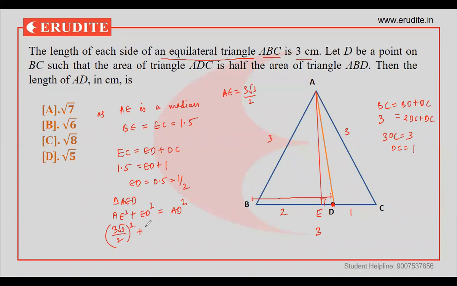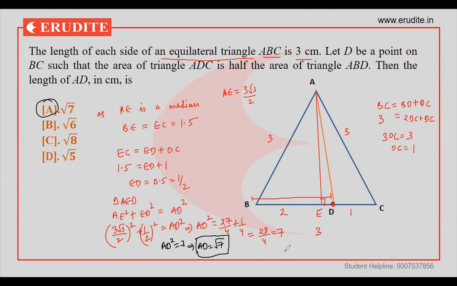plus ED is how much? We have half square equal to AD square. So AD square is equal to 3 root 3 square is 27 by 4 and half square is 1 by 4. So once you solve it is 28 by 4, which is nothing but 7. So from here, we are getting that AD square is equal to 7. Then AD is coming how much? Root 7. So option number A is the answer. I hope so that it is clear to everyone. Thank you.